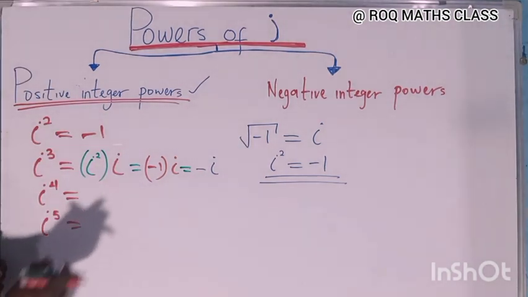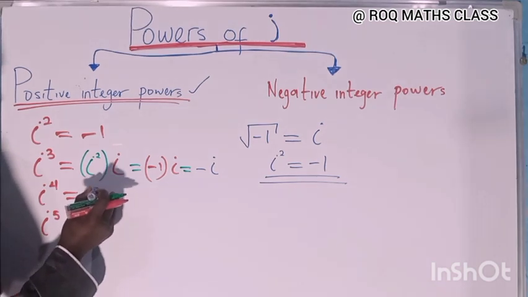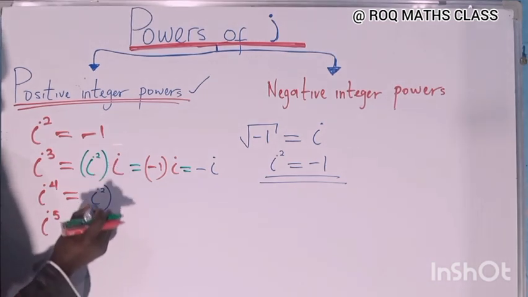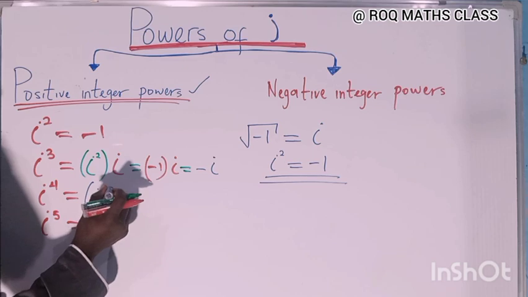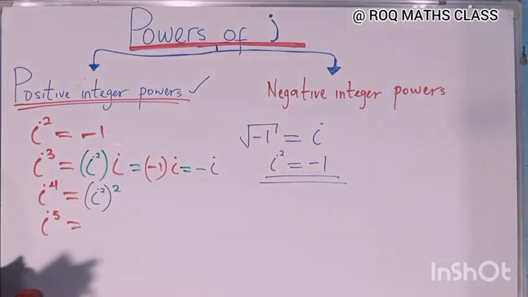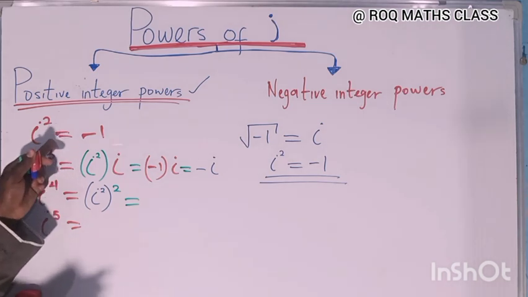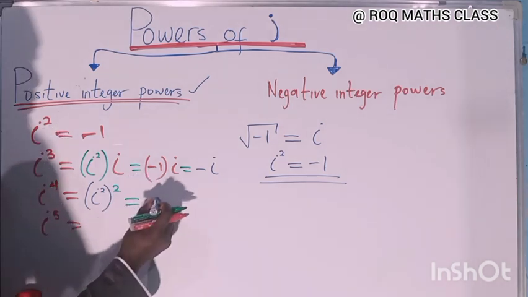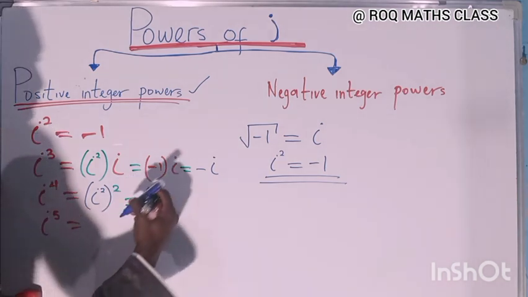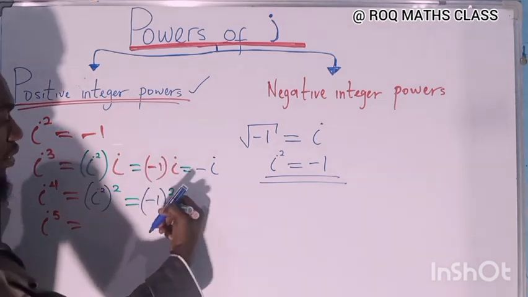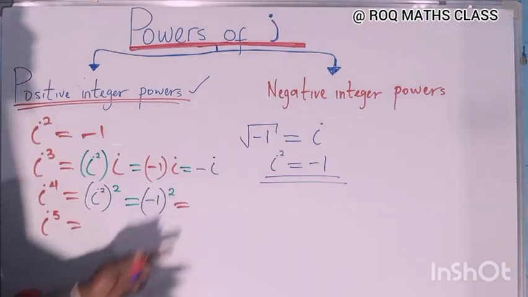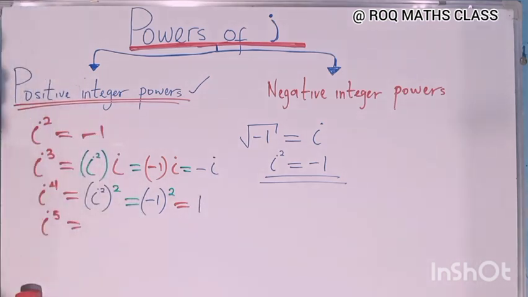What about iota raised to the power of 4? Iota raised to the power of 4 is the same thing as the bracket of iota raised to the power of 2, raised to the power of 2. And this is equal to, from here, my iota raised to the power of 2 is the same thing as -1. And -1 raised to the power of 2 is equal to what? -1 raised to the power of 2 is the same thing as 1.